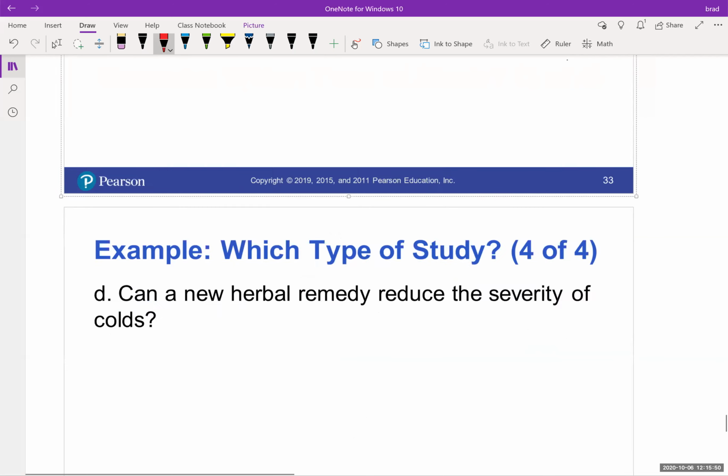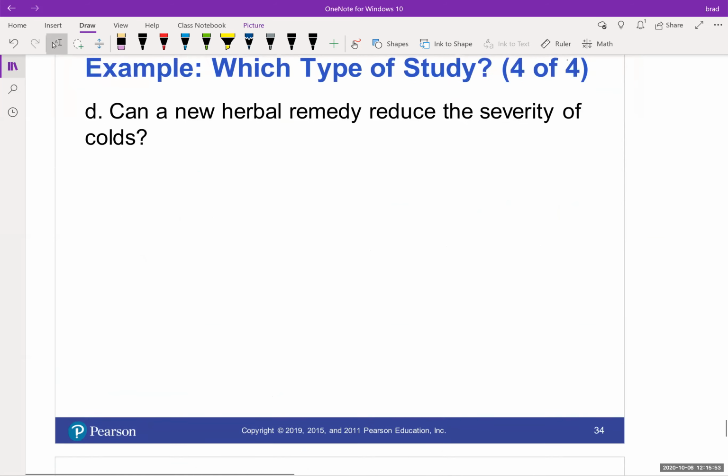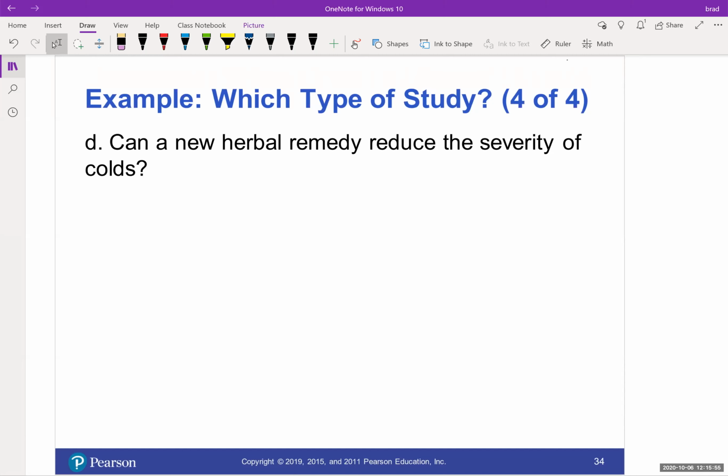That's not too bad. Can herbal remedies reduce the severity of colds? Huh. Also a strange one. I would say we need to do a double blind experiment in this one. So this would be double blind.